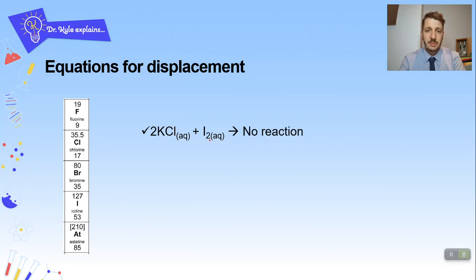Potassium chloride plus iodine. Iodine is further down the group, and so they get less reactive as you go down, more reactive as you go up. And so hopefully we recognise no reaction can take place. Iodine cannot displace the chlorine.